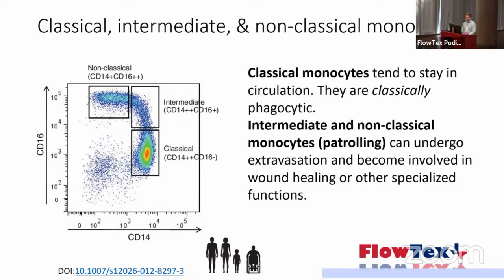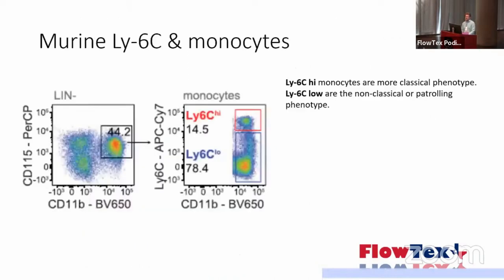So classical monocytes tend to stay in circulation, and they are classically phagocytic. That's why they were called classical in the first place. And then the intermediate and the non-classical monocytes are more patrolling. And it's thought that these can undergo extravasation and get into tissues and perform other specialized functions. Again, we don't have time to get into the very specifics, but that's basically what it is.